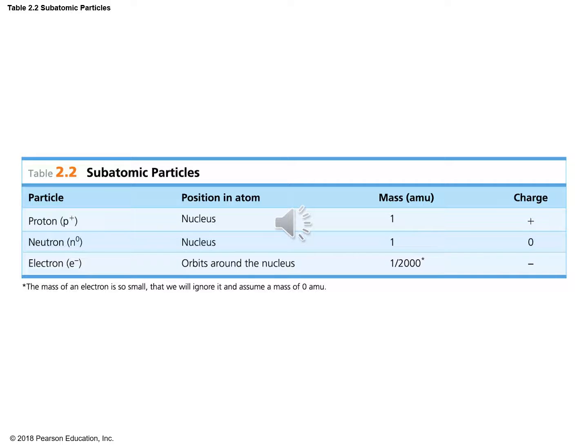So we've learned about the charges of the subatomic particles, but also we should appreciate that the protons are assigned one atomic mass unit for their mass, and neutrons also have one atomic mass unit for their mass. Electrons essentially have no atomic mass unit. It's negligible, so we consider it to be zero.